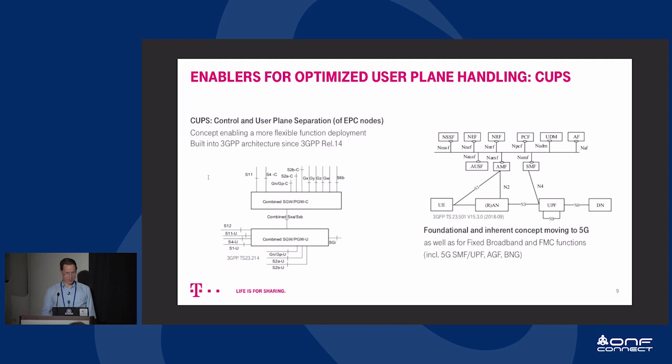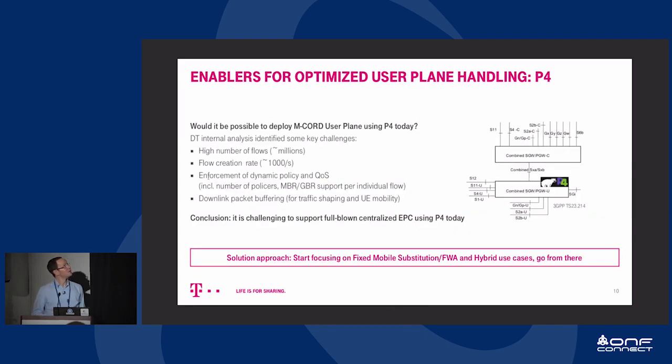So looking at what we can do next, right? Considering the basic concept that is built into the 3GPP releases since release 14, we've got the option and the chance here to actually consider whether we also can do this using the MCORD user plane offload. And our question that we took into an analysis internally at DT was, what is the status right now? And can we do this with P4? So a programmable approach today.